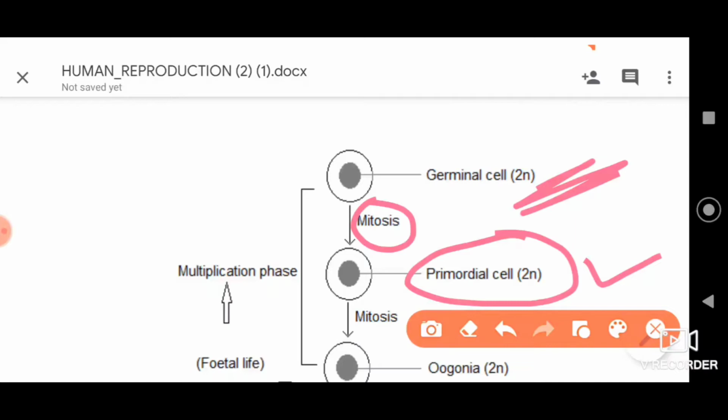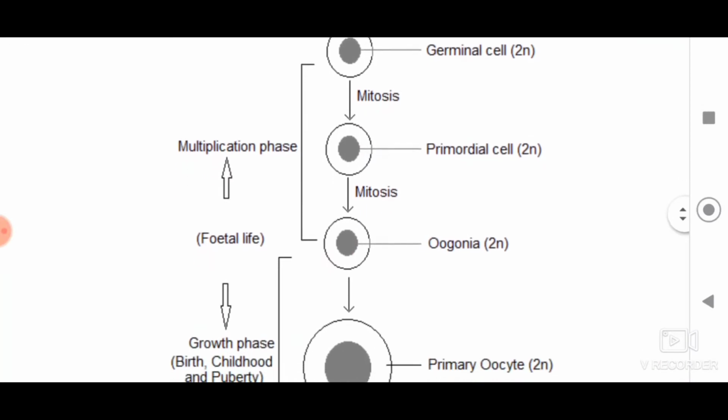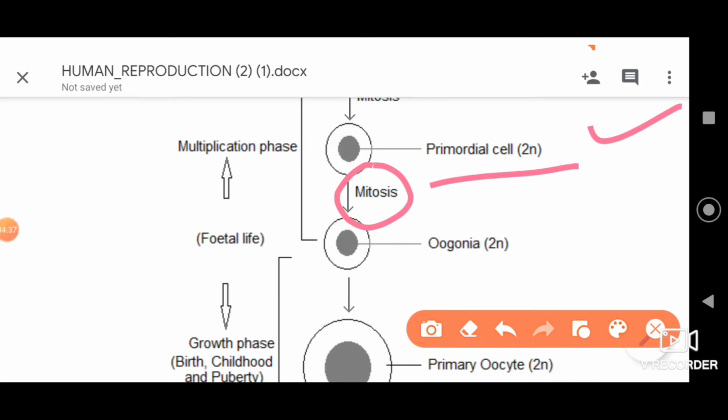Further, these primordial cells will undergo repeated mitotic divisions and will form a large number of oogonia, which are diploid in nature. We can refer to them as oogonia or the mother cells.